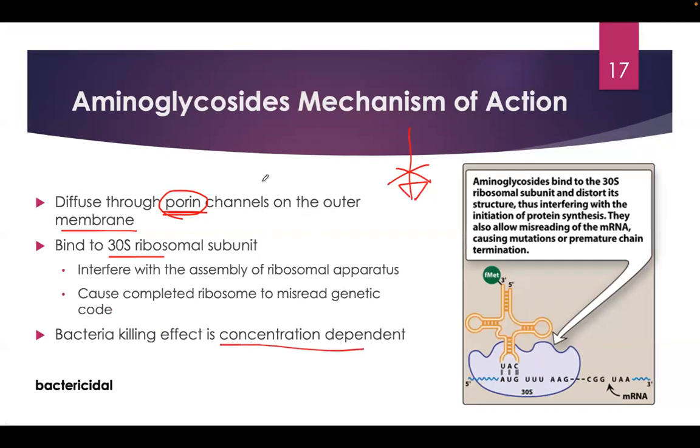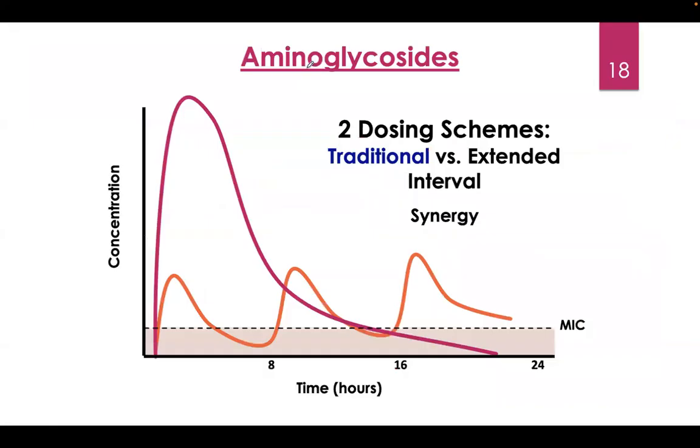Aminoglycosides are concentration dependent, as we talked about. So now we usually give a bigger initial dose versus intermittent dosing, because what defines the killing principle is how high this peak is. We usually do 7 milligrams per kilogram for gentamicin or tobramycin for gram negatives. For gram-positive synergy for streptococcal species, typically in the setting of infective endocarditis, we do 1 milligram per kilogram every 8. In certain situations, we can do 3 mg per kg daily. But this is the schematic.